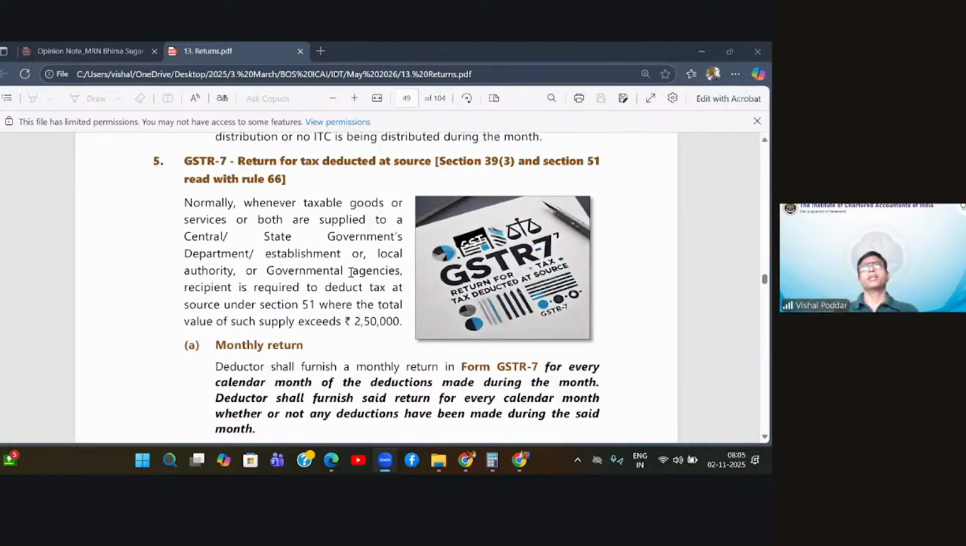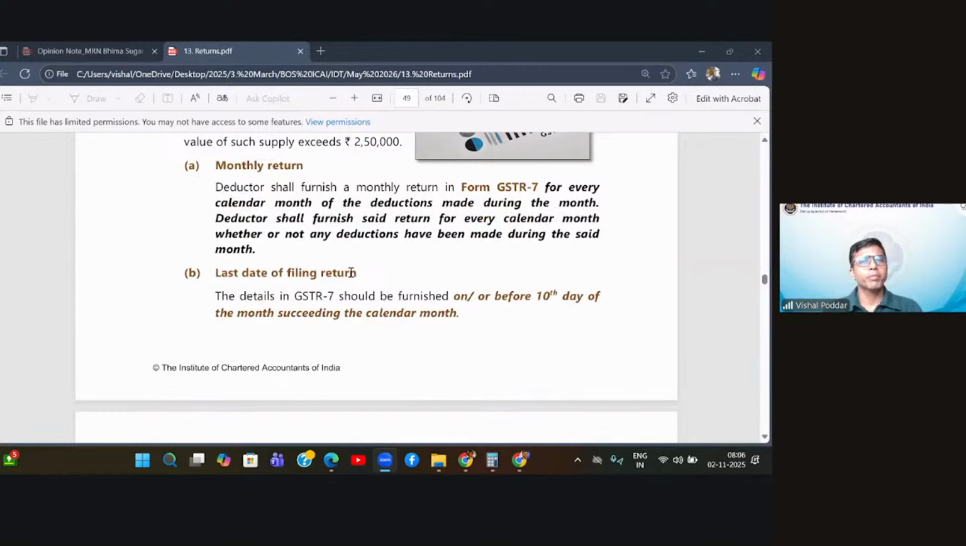So this is the striking difference, that it is not qua the nature of supply, it is qua the recipient of supply, who is government. Now, when the government is deducting your TDS, so the government becomes a deductor, the government has to file their monthly GSTR 7, which is the TDS return.